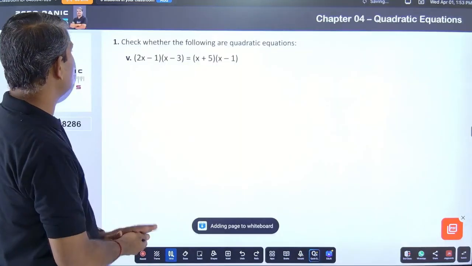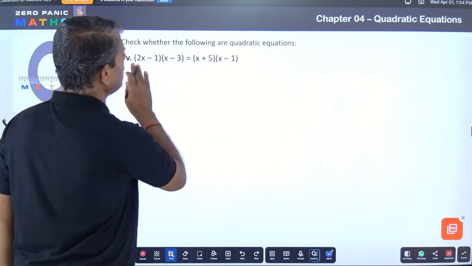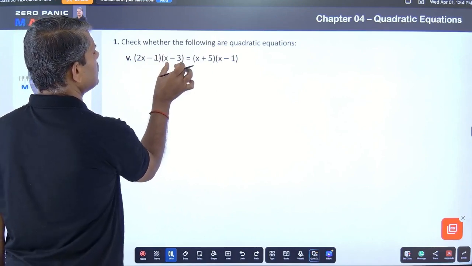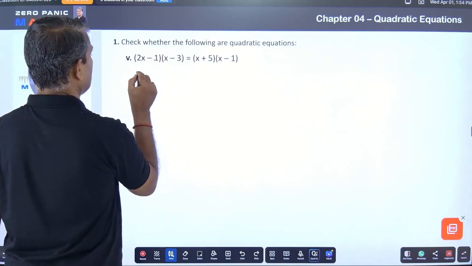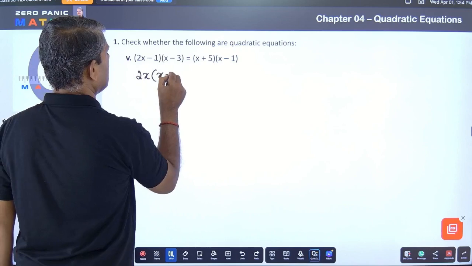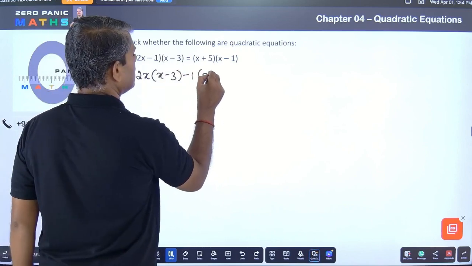Let us quickly move to the next problem. Again we have to do the same thing, one term to the second term and the second term to the whole bracket. Let us do that. 2x, quickly do that, minus 1, x minus 3.